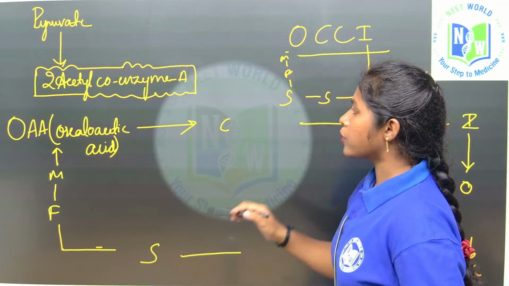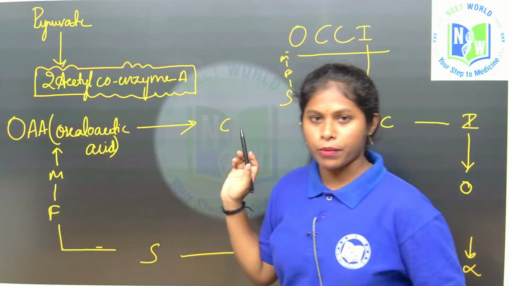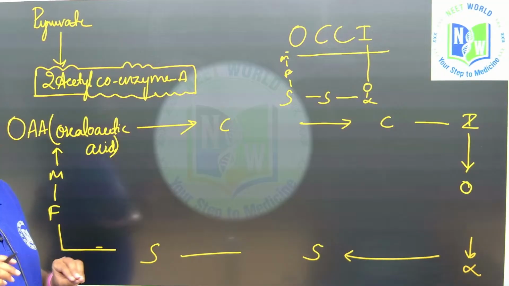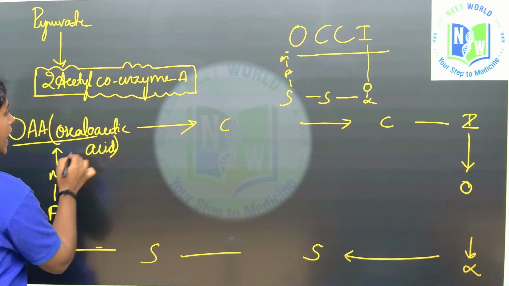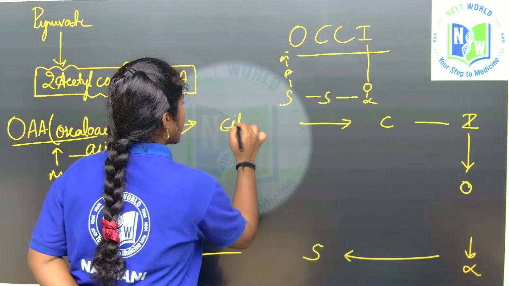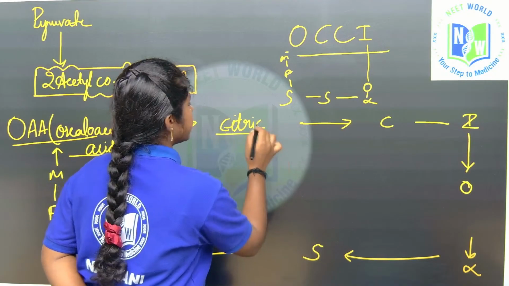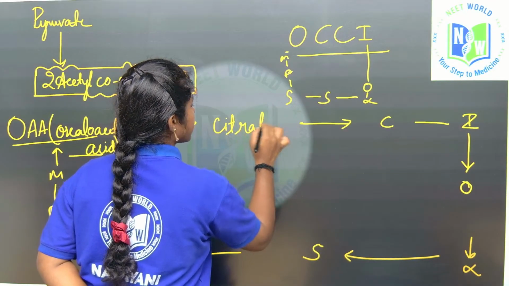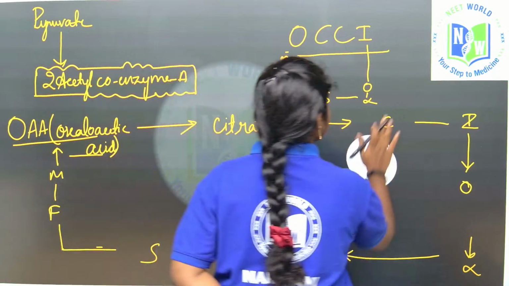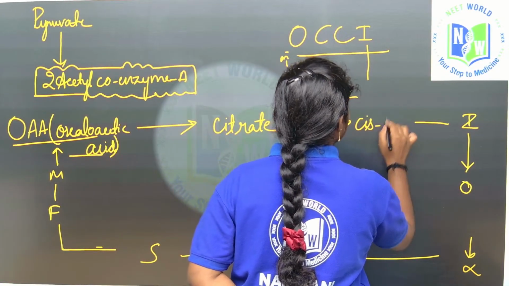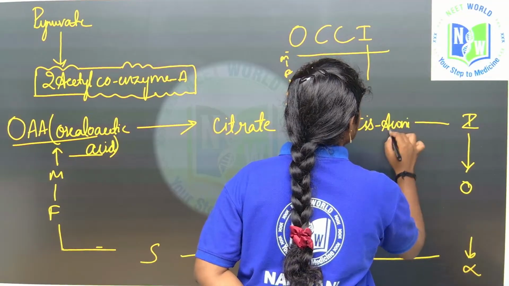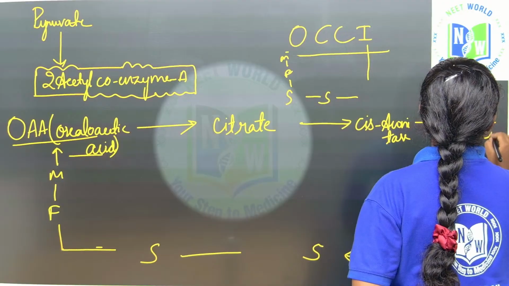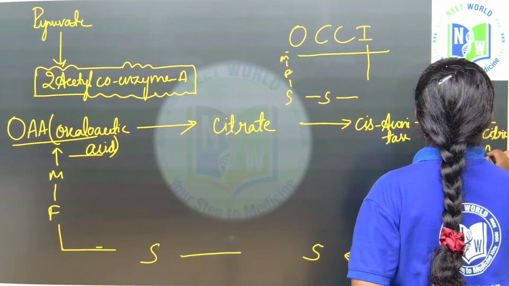Then again, getting back to the same place, oxaloacetic acid is formed. So you have to remember like this only. Then it is very, very easy for you. This oxaloacetic acid is converted into citric acid, citrate. Then cis-aconitase acts, and it forms isocitric acid.